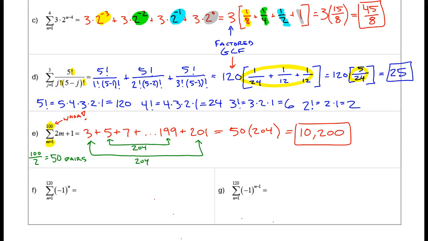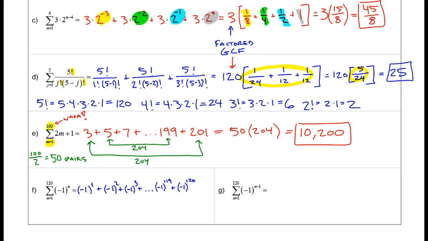Okay, let's move on to part F. For parts F and G, we're going to use a similar approach to what we did in part E. We have even more terms to add this time. It's 120, but let's see if we can pick up on any patterns that will simplify our summation. So with this one, I'm going to start by looking at just the first couple terms. So I have -1 to the first power plus -1 to the second power plus -1 to the third power, and then I'm going to continue up and go -1 to the 119th plus -1 to the 120th.